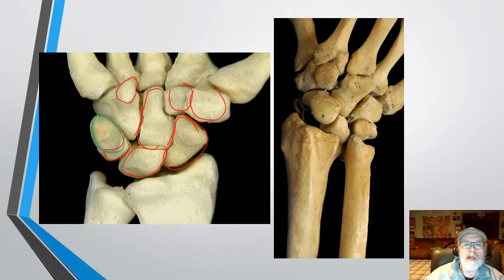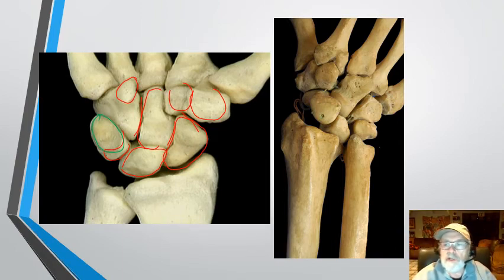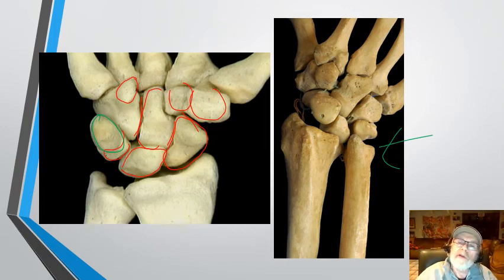Okay, so we're looking on the volar side or the palmar side, and this over here is the posterior side. Basically, here's the navicular right there, and this is that waist area we talked about, that little narrow area. Here's the lunate right there. Here's the hamate right there. Here's the triquetrum. You can't see the pisiform because it's on the other side. Here's the capitate sitting right there. Here's the trapezium, here's the trapezoid. So basically, that's what we see.